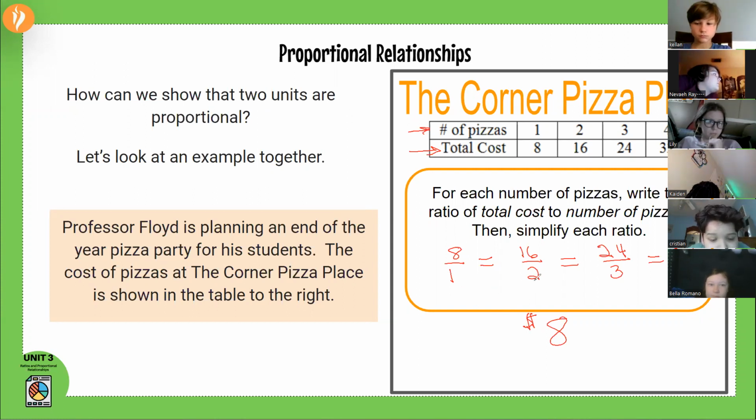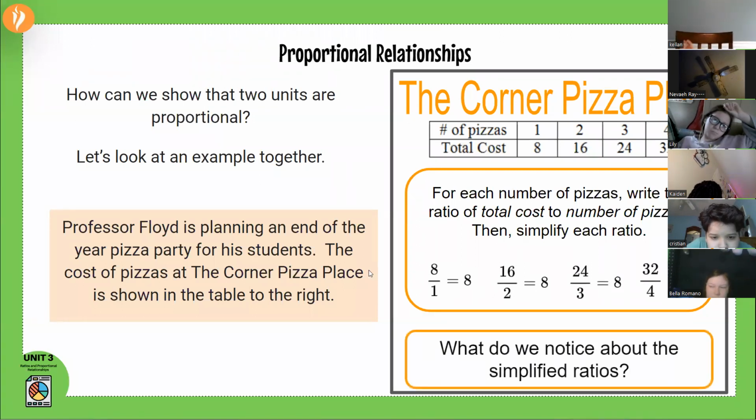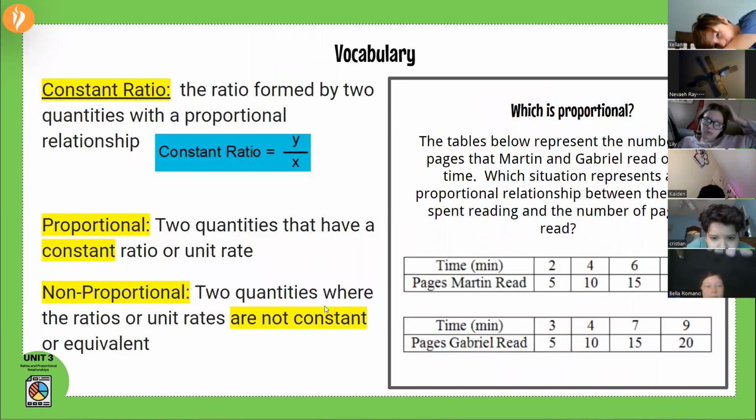Since all of these ratios simplify to the same number, that means they're all proportional, and the constant of proportionality is $8 per pizza. Okay, that's a long term to say what do they all simplify to be. All right, so the work here agrees with what we said. What do we notice about the simplified ratios? They all simplify to the same number, which means that is the constant ratio.